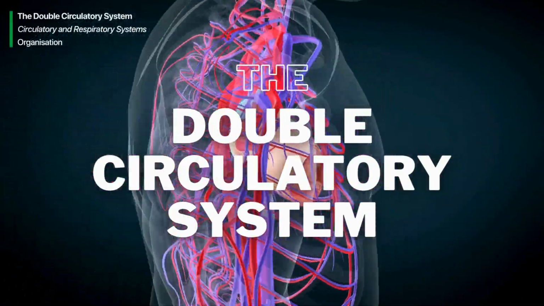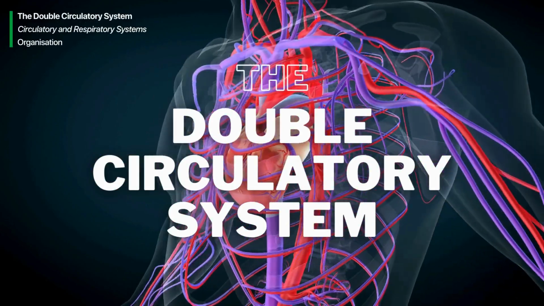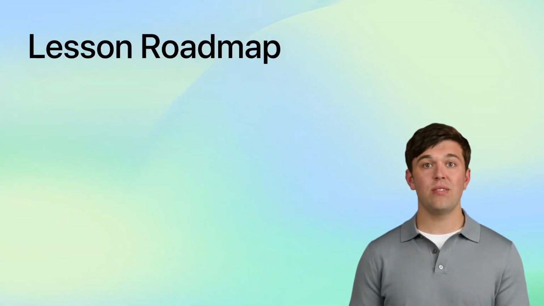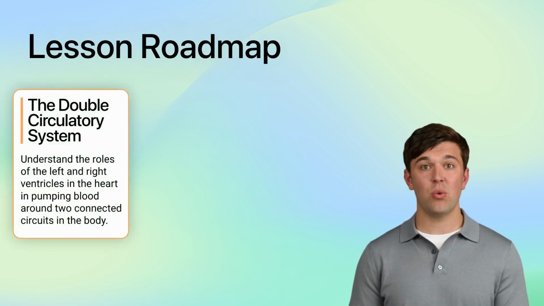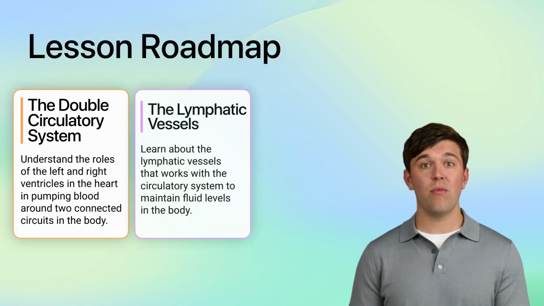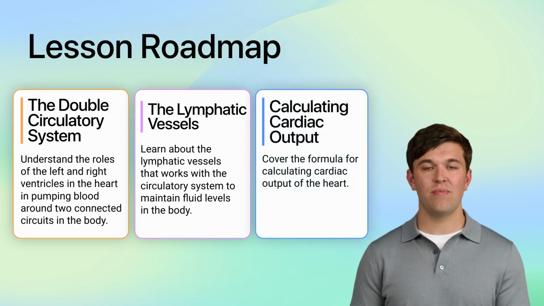Welcome to today's lesson on the double circulatory system. In this lesson, we aim to understand the roles of the left and right ventricles in the heart in pumping blood around two connected circuits in the body. We will also cover the lymphatic vessels that work with the circulatory system to maintain fluid levels in the body. Finally, we will cover the formula for calculating cardiac output of the heart.